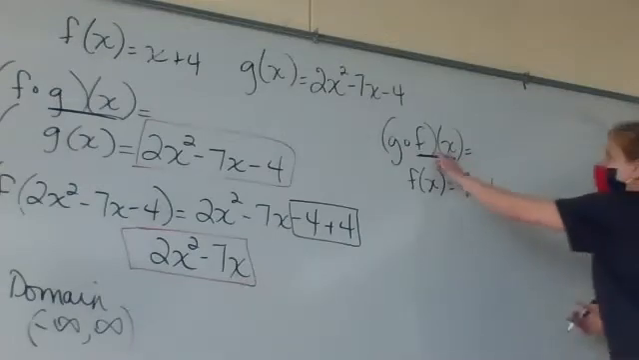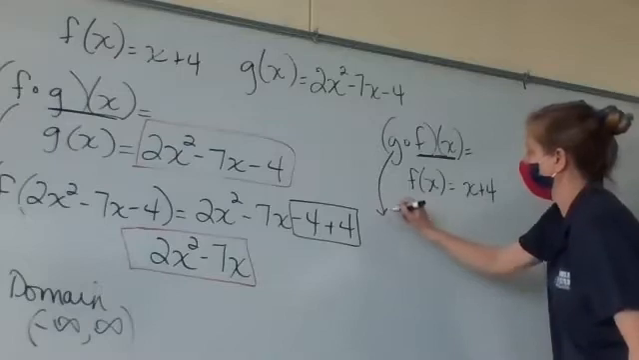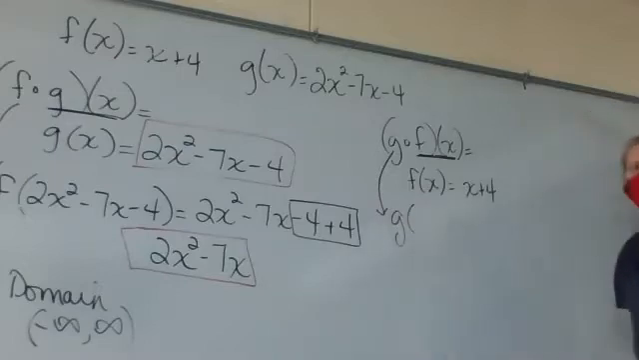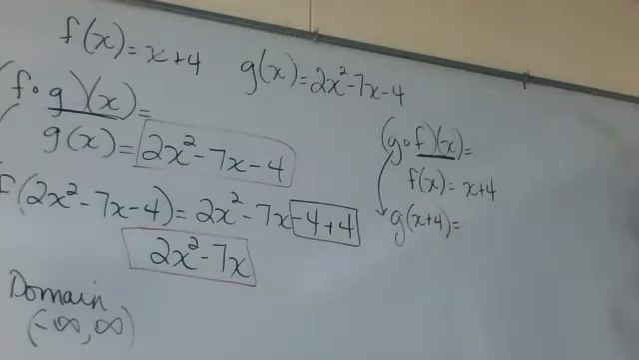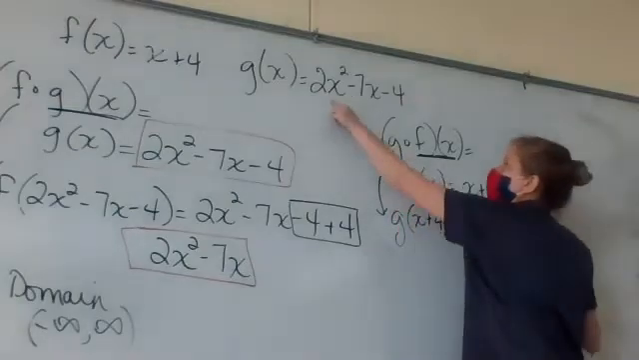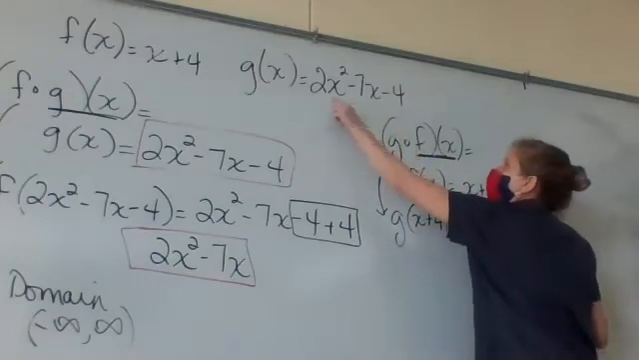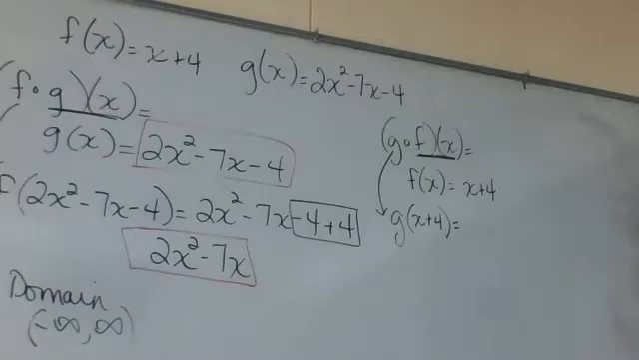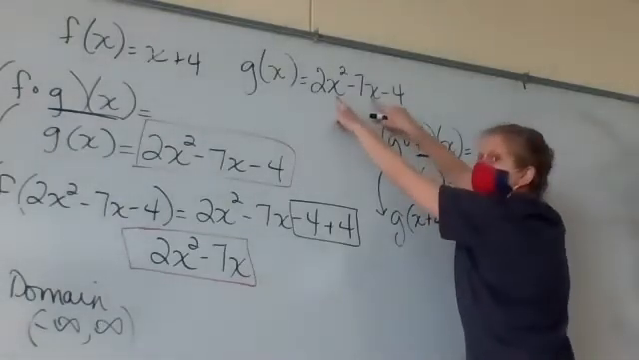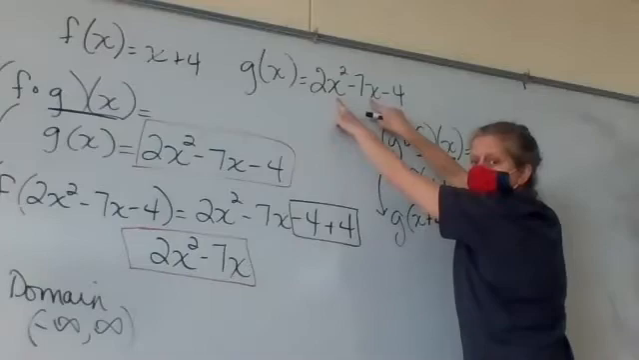What do you do after the inside? Then you drop down whatever's out here and find g of whatever your last answer was, which was x plus 4. And this is where it quits being so nice. Because what is this telling me I need to do? I need to go to my g function. Here's my g function. What do I put in every spot that I see an x? Instead of x, I'm going to write x plus 4 in both of those spots.